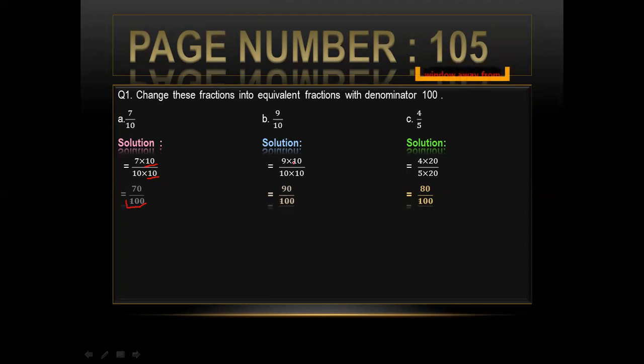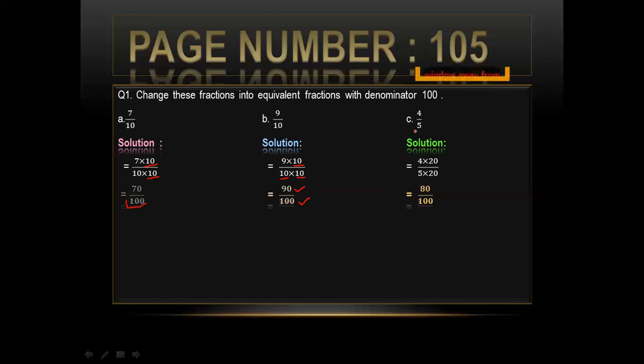B part is 9 over 10. Again in the denominator we have 10. It means what will we do? We multiply both with 10. We multiply the numerator with 10. It becomes 90. And the denominator multiplied by 10 becomes 100.